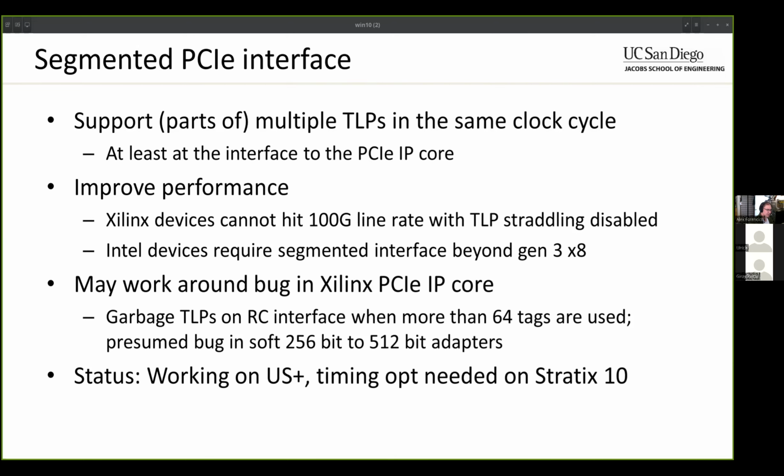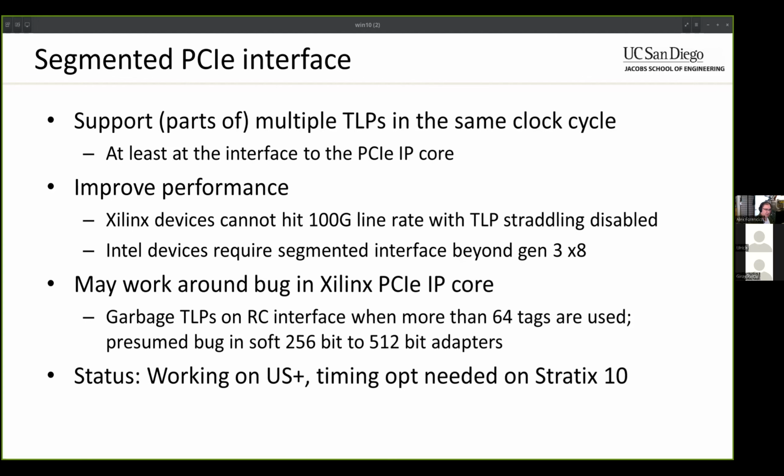Another thing is that I ran into a bug in the Xilinx PCIe IP core, and I pretty much confirmed that this bug is in the soft logic that does the adaptation. If you use more than 64 tags, then I think there's a FIFO that overflows in their wrapper soft logic, and this results in garbage on the RC interface. So all of the completion handling gets all screwed up in the design. The hope that I had is that using the segmented interface directly would work around this issue basically by not using the buggy soft logic.